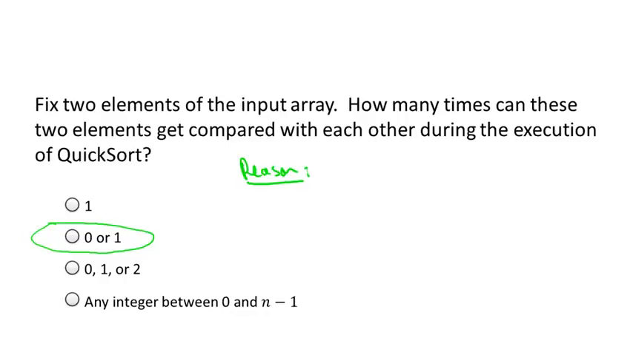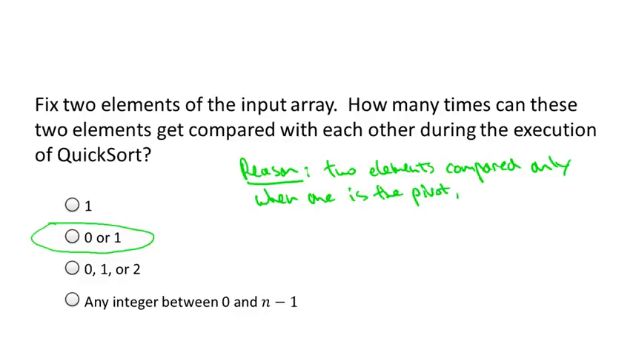Well, think about the first time they ever get compared in quicksort. It must be the case that at that moment we're in a recursive call where one of those two is the pivot element. So if it's the third smallest element or the seventh smallest element, the first time those two elements get compared to each other, either the third smallest or the seventh smallest is currently the pivot, because all comparisons involve a pivot element.